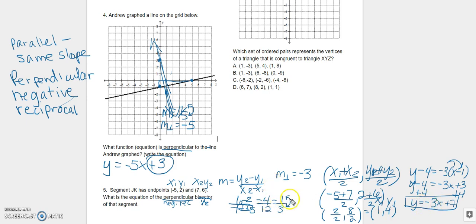I know it's perpendicular because the slope of the segment is 1/3, and I take the negative reciprocal, and that becomes negative 3. I identified the midpoint, which is a point on that new line, at (3, 4). And then I substitute that into the equation, and I get y equals negative 3x plus 7.